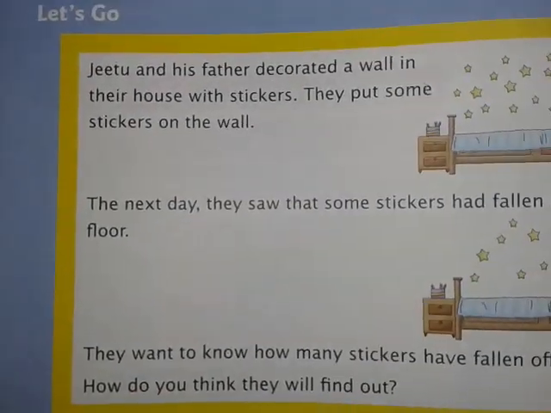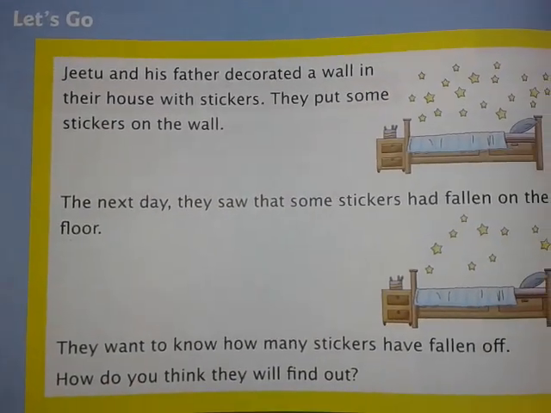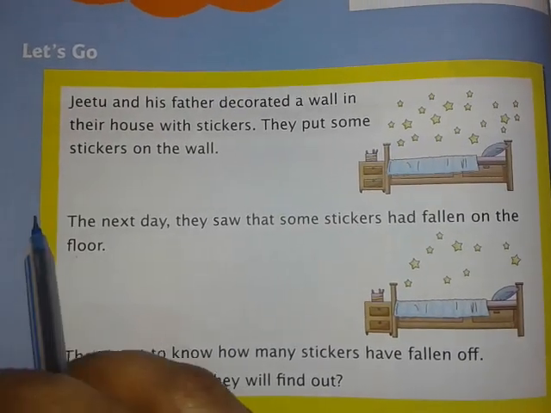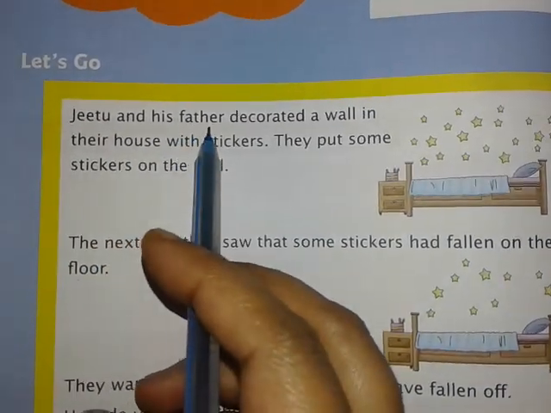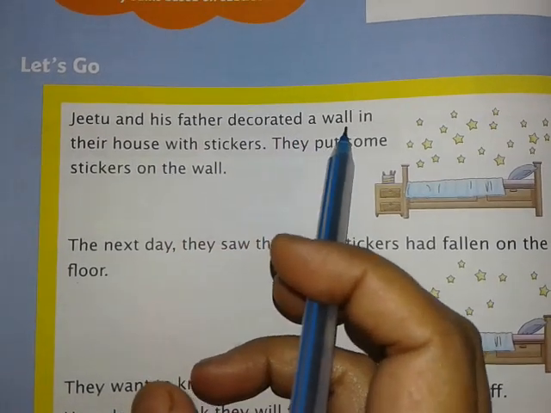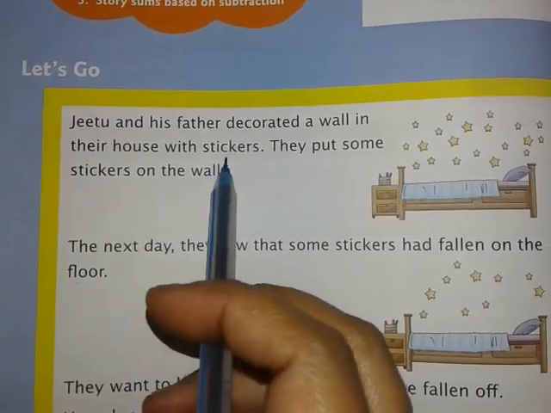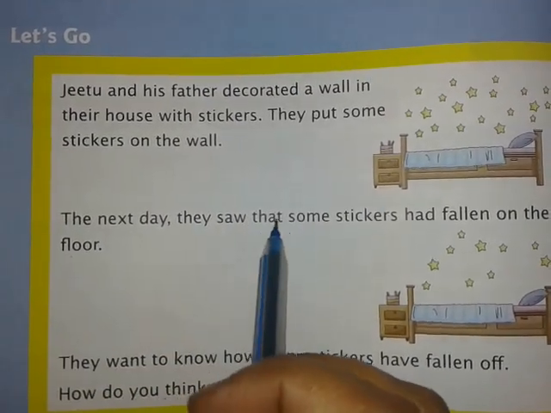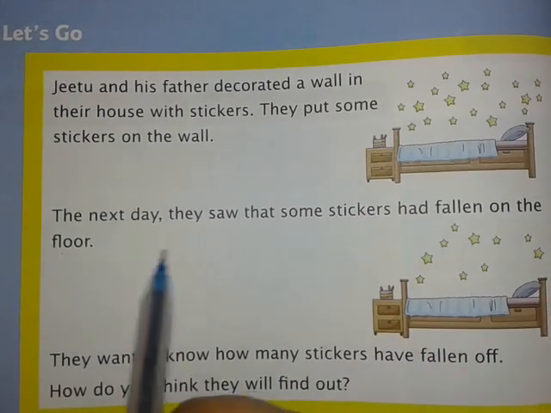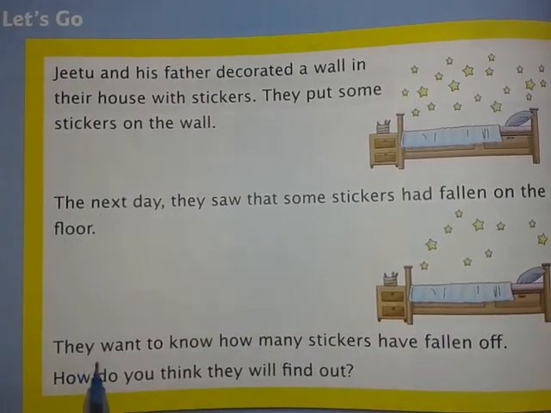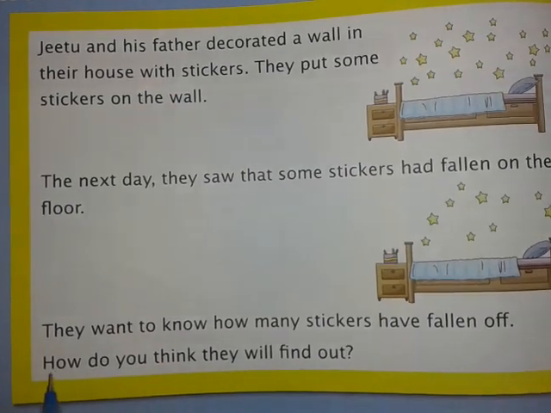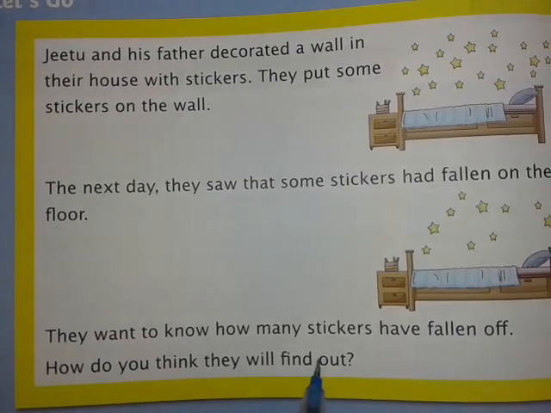In the Let's Go exercise given in your book, a story is given. Let us read. Jitu and his father decorated a wall in their house with stickers. They put some stickers on the wall. The next day, they saw that some stickers had fallen on the floor. They wanted to know how many stickers have fallen off. How do you think they will find out?